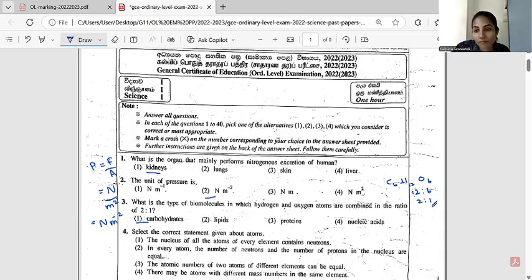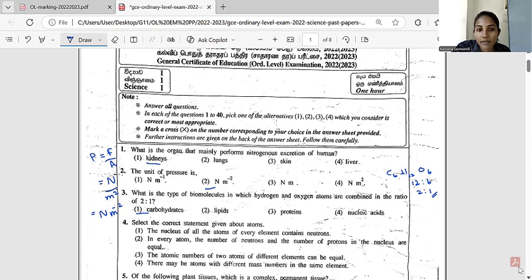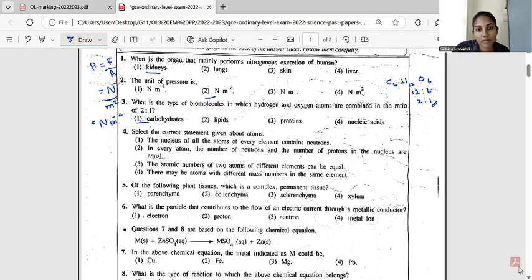Next question. Select the correct statement about atoms. Let's see one by one. The nucleus of all atoms of every element contains a neutron. It is false because hydrogen-1 doesn't have neutrons.